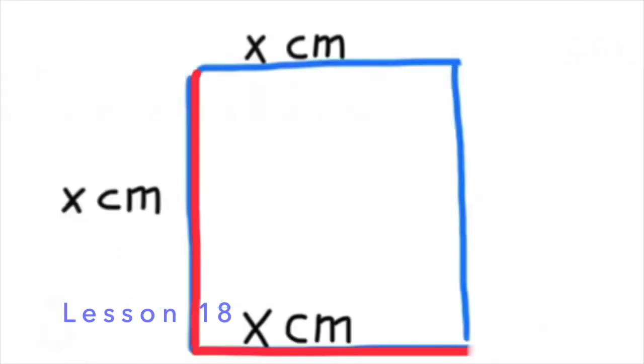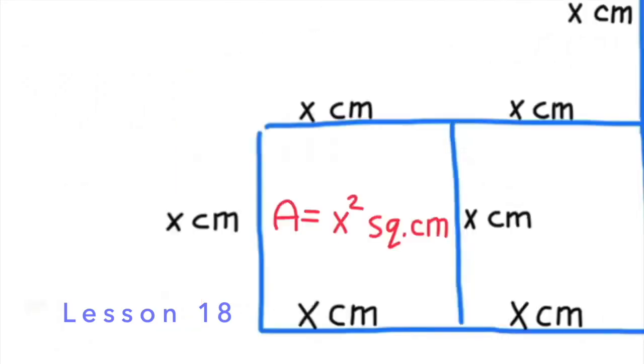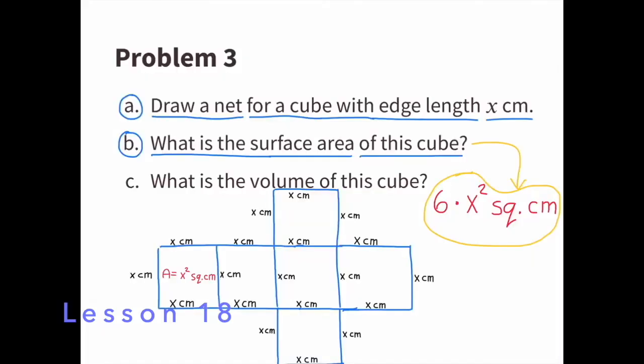Each of the 6 squares in the net has a side length of x centimeters, and x times x equals x squared. So the area of each square would be x squared centimeters, or x to the second power squared centimeters. Since there's 6 squares, all with the same area, the surface area of the cube, or the surface area of the net, will be 6 times x to the second power squared centimeters.